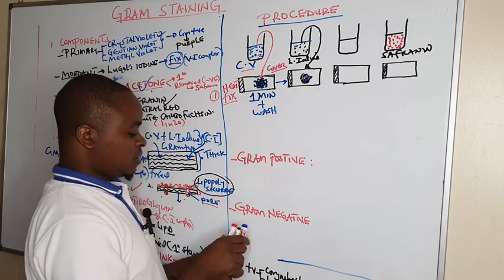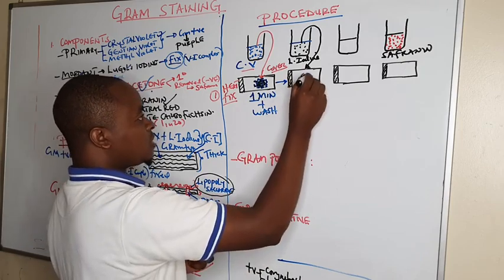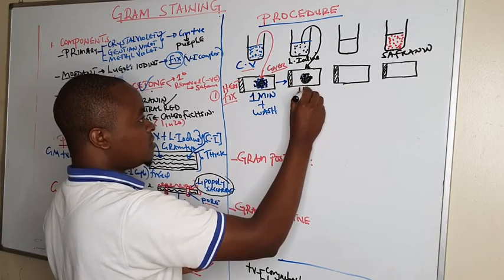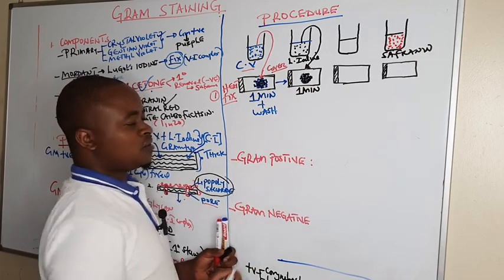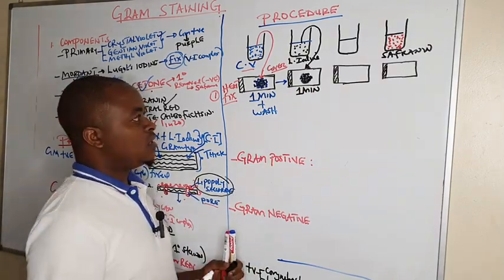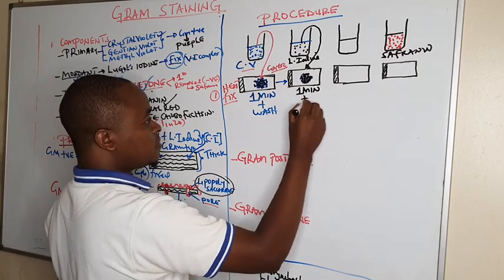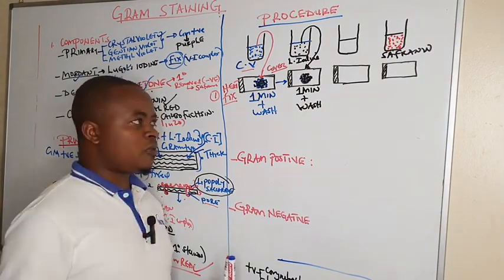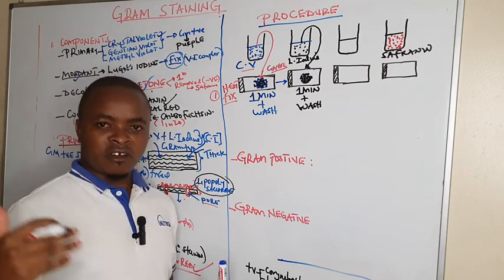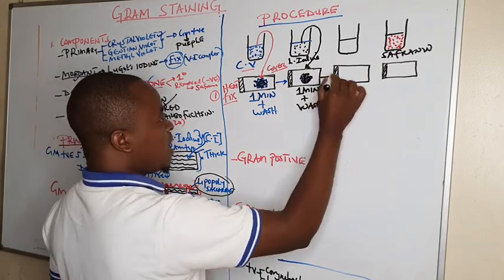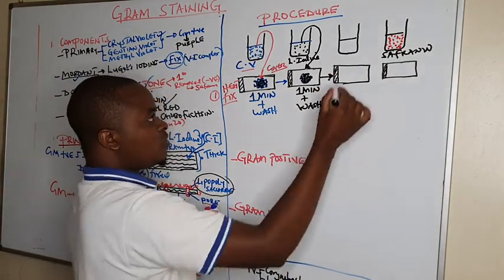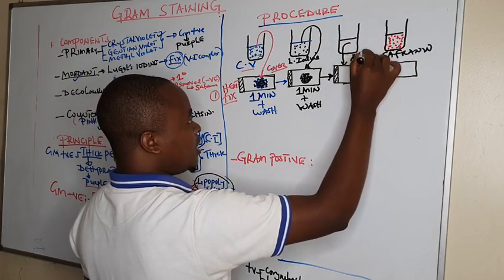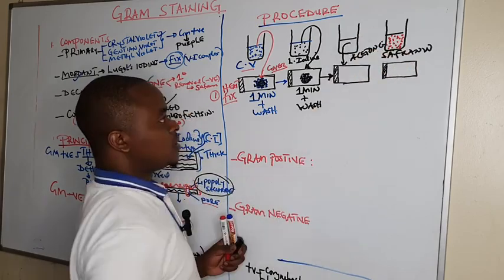But after washing, we apply the rugose iodine, and we leave it on the smear also for 1 minute. After 1 minute, we are going to wash with running tap water. We can use either distilled water or tap water. After washing off the excess stain, we go and decolorize. The decolorizer we are using is acetone.